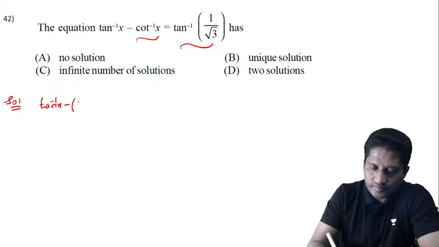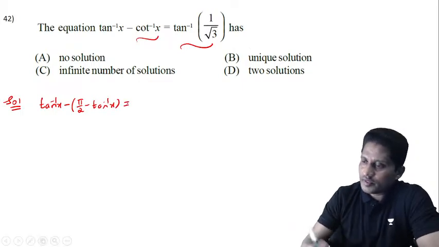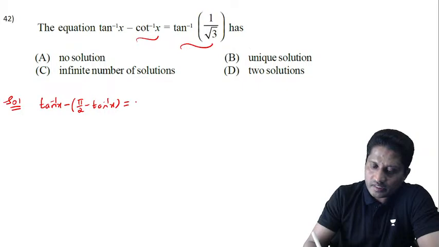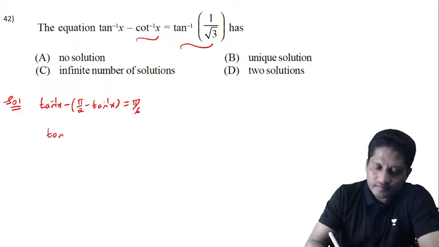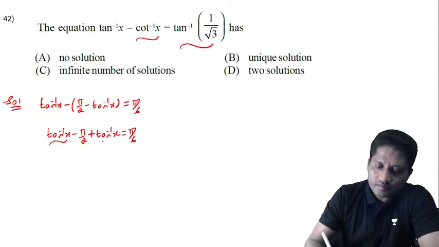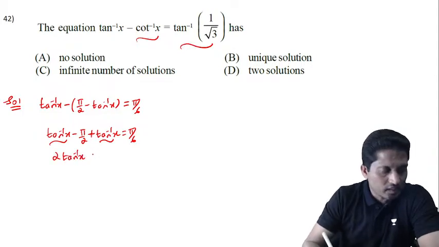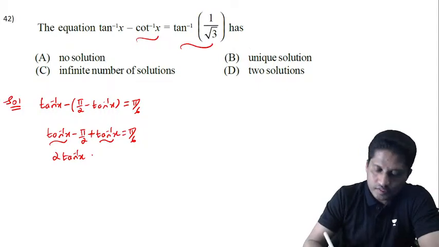Okay, and then cot inverse of x can be written as pi by 2 minus tan inverse of x, which is equal to tan inverse of 1 by root 3. Tan inverse of 1 by root 3 will be equal to pi by 6. Now tan inverse of x minus pi by 2 plus tan inverse of x is equal to pi by 6. Tan inverse plus tan inverse is 2 tan inverse of x, which is equal to pi by 2 plus pi by 6.